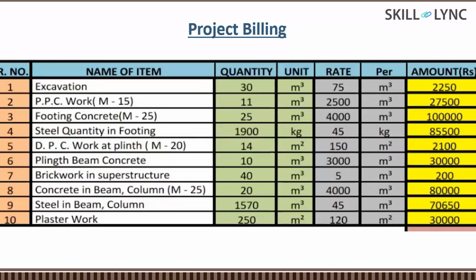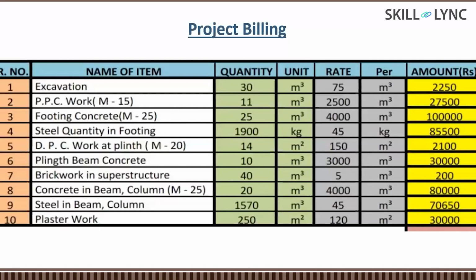The grade is M15. Here it's mentioned in a simple manner, but when you have the specification for a particular item, you will get a detailed specification of it. Similarly, the quantity is there, the rate is 2500 per cubic meter, and the amount is there. Similarly, different grades of concrete are available.